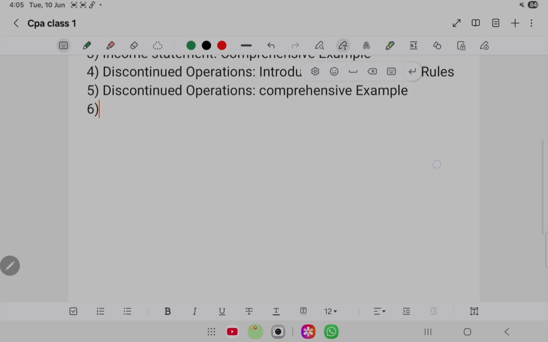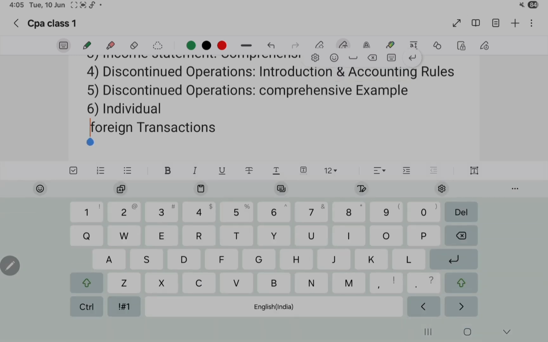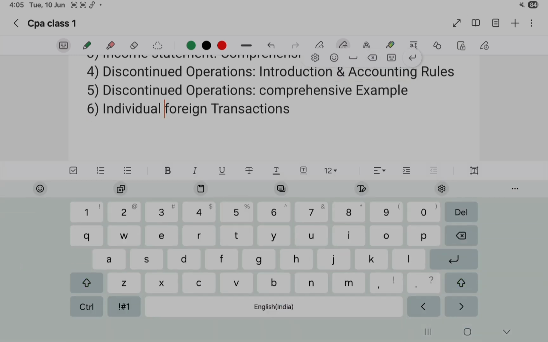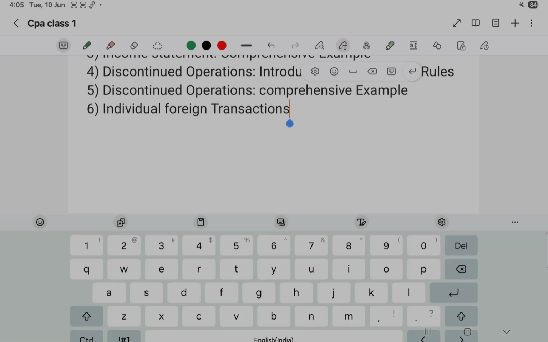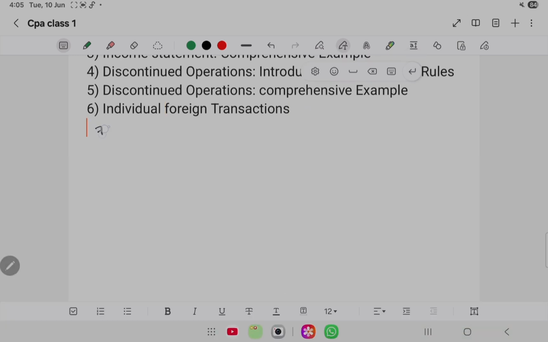Sixth, individual foreign transactions. Seventh, statement of comprehensive income definitions.